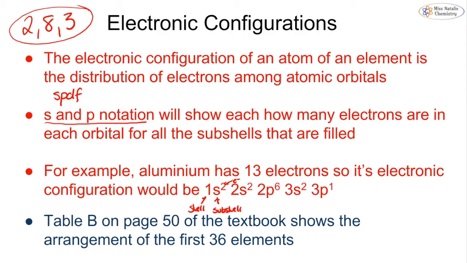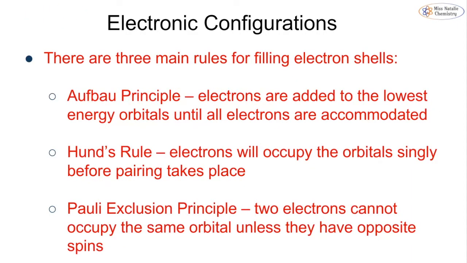For the third shell, again, we split the 3 electrons across the orbitals. We always fill the s first. So we have 3s2 and then 3p1. And in the textbook, you can see the table on page 50 shows the arrangement of the first 36 elements. You are going to be required to memorize and replicate these in an exam.